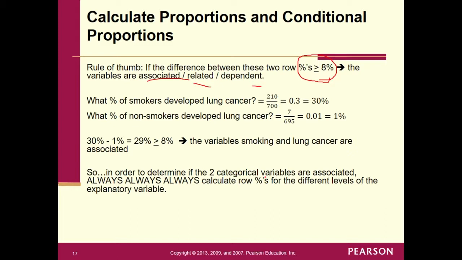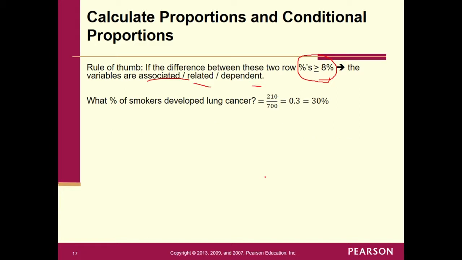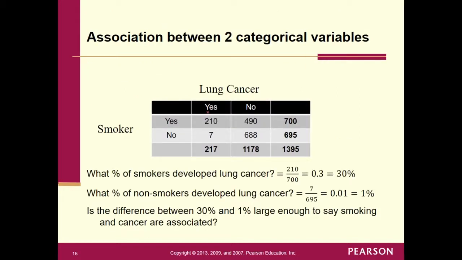So I want to make this really, really clear. In order to determine if the 2 variables are associated, always, always, always calculate row percentages for the different levels of the explanatory variable. So in other words, let's go back to our table. You will not calculate this way. You will not ever calculate 210 divided by 217 and 490 divided by 1178 in order to answer the question, are these things associated? The way the analysis will always be done is by rows, this way.